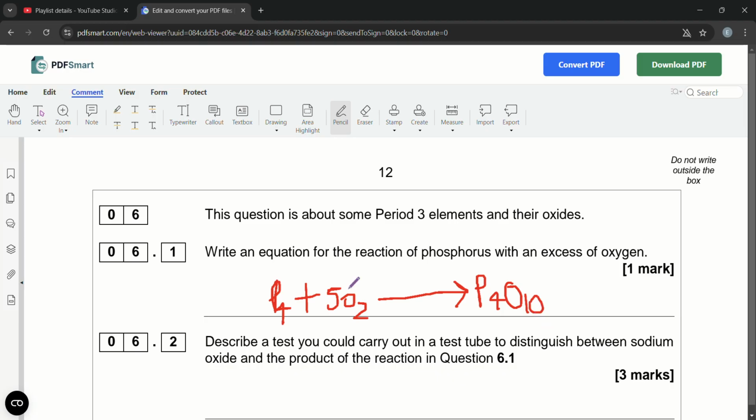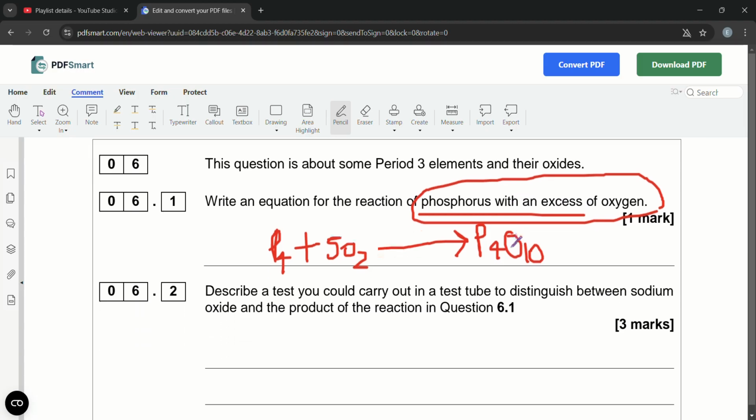P4O10. They, for some reason, really like to include this equation. I've seen this come up at least twice, maybe 3 times. They really like this equation, so if you're not going to learn all of them, please learn the reaction of phosphorus with excess oxygen, because they really like to include this. P4 plus 5O2 to form P4O10.